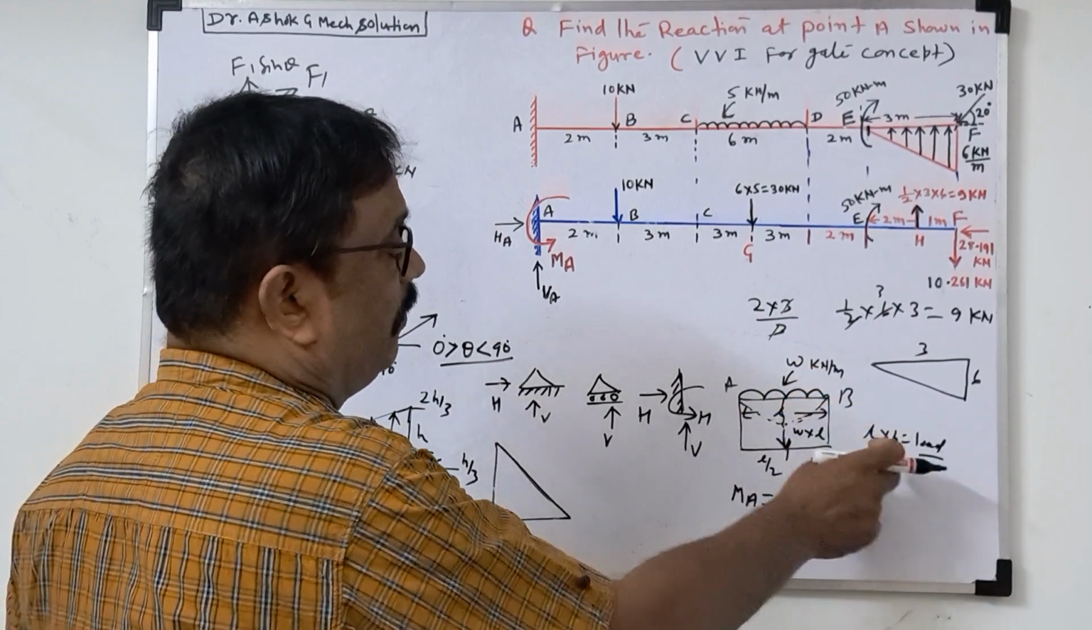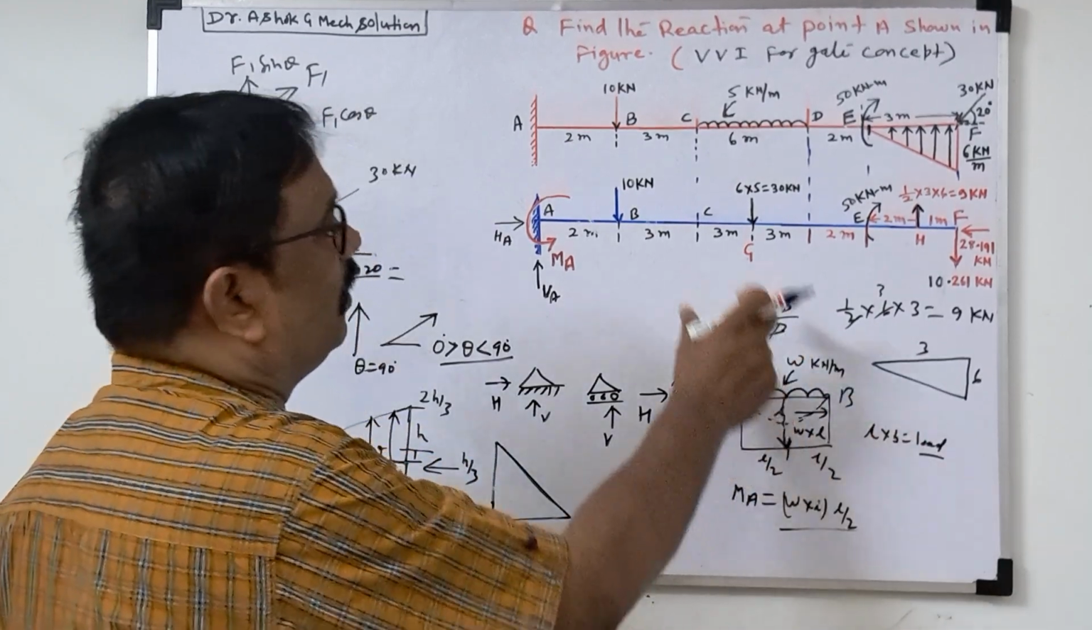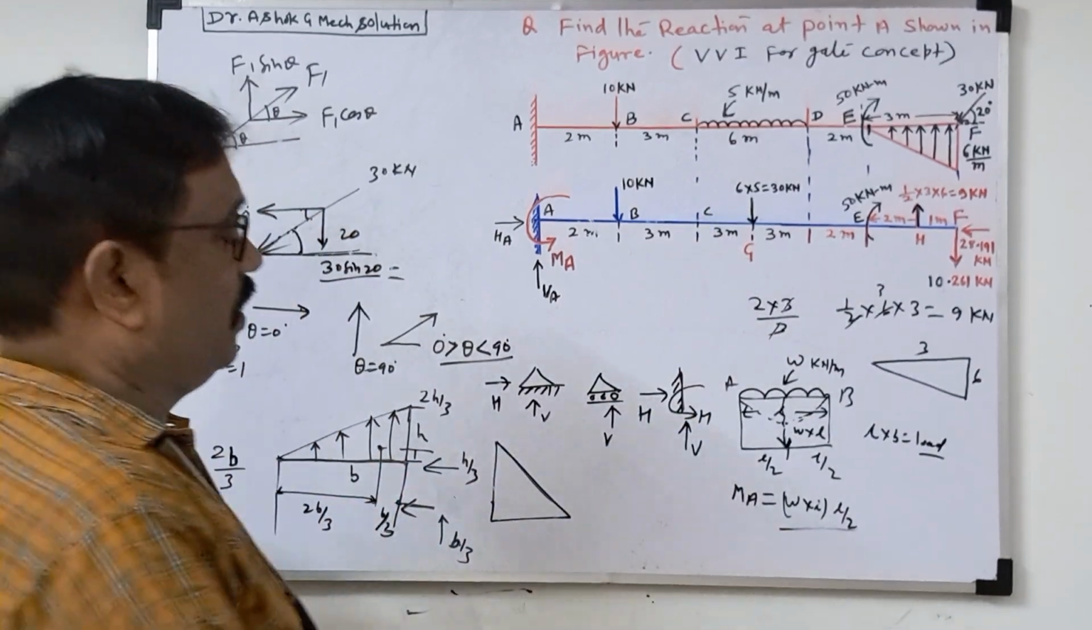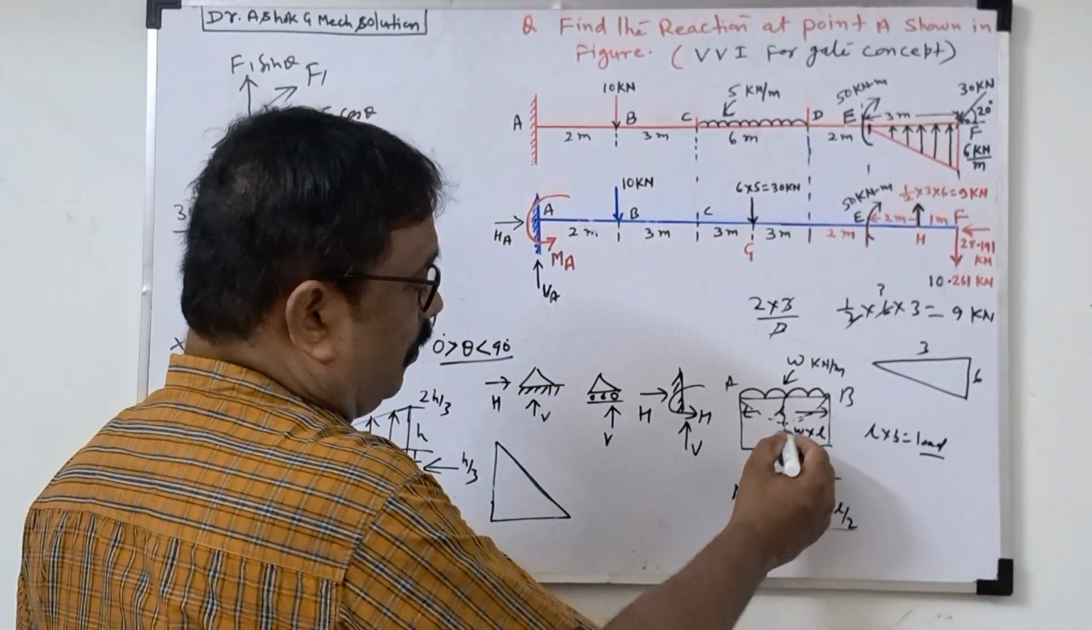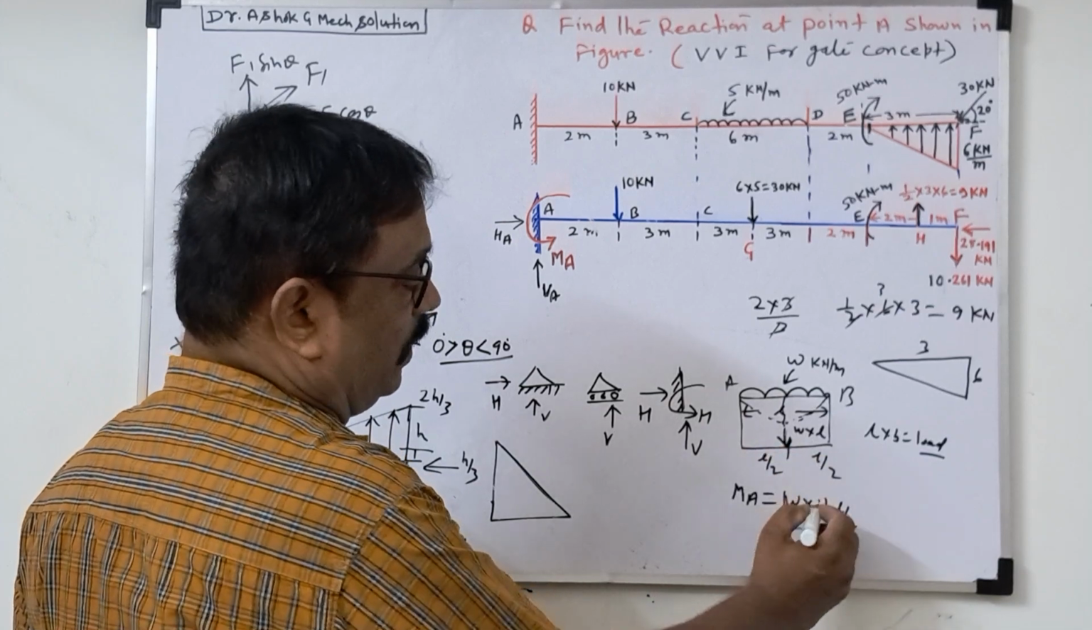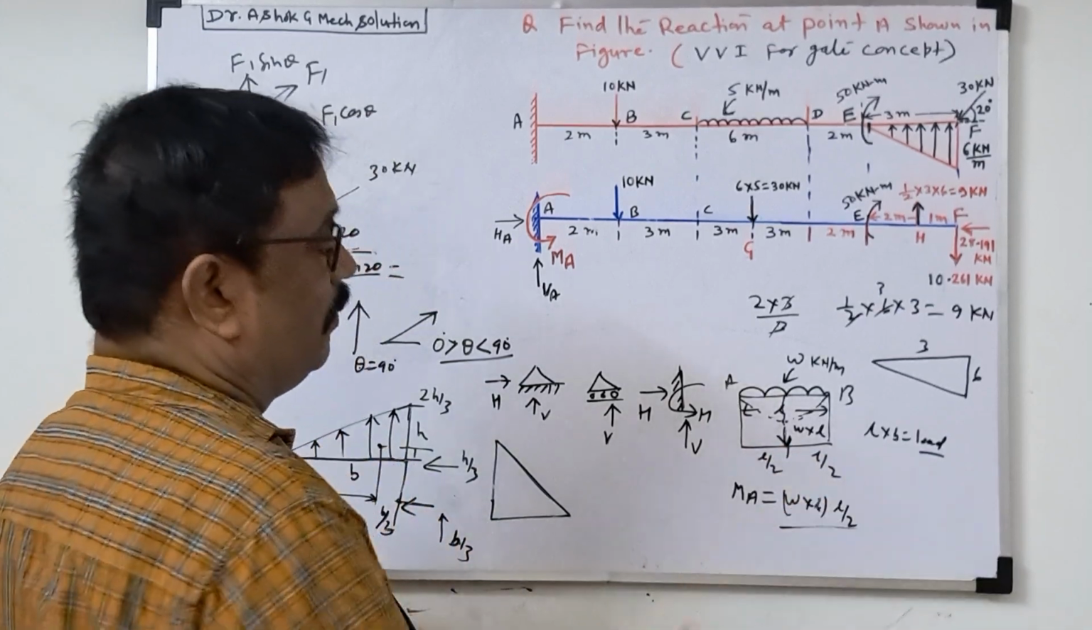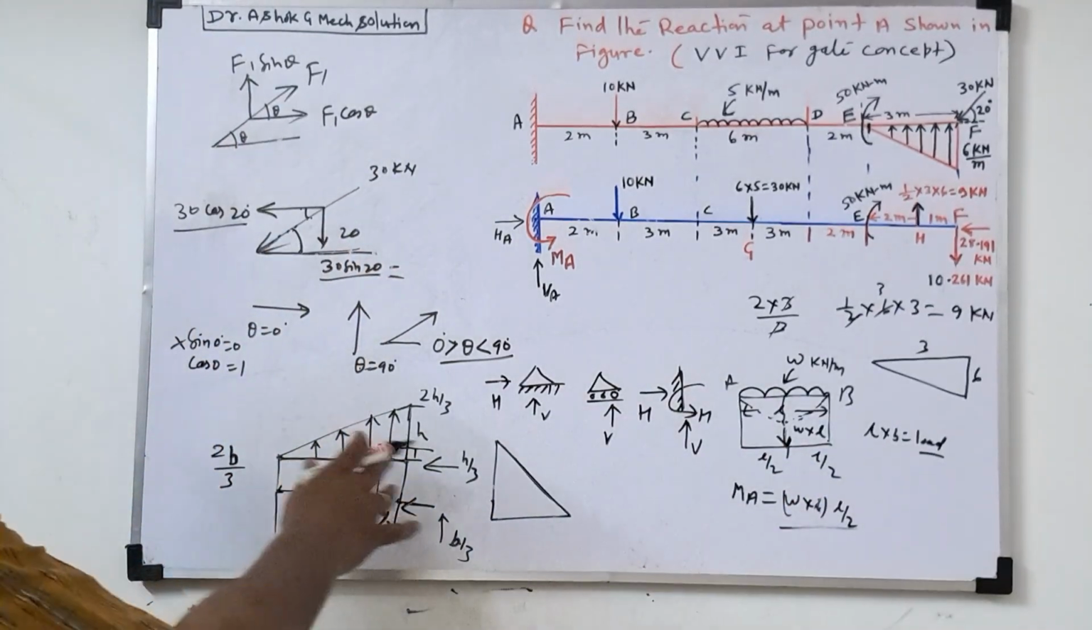And what is the area? L into B, because a rectangular UDL is also known as a rectangular load. So W into L is the load. What is the moment? Load into perpendicular distance: W into L, by L into L by 2. So this way. Then the triangle.